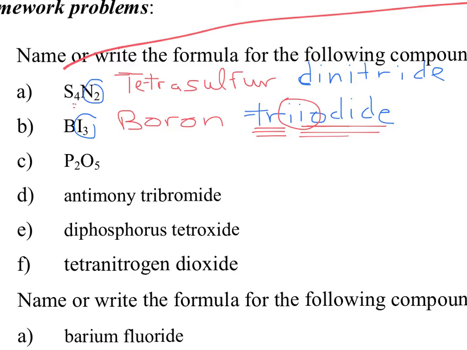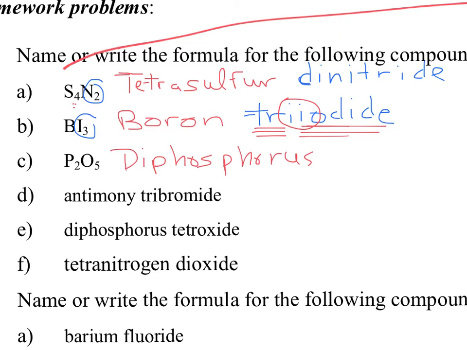Moving on to the next one. We know that there is a need for a prefix on the first element. I want you to think: why does the first one need a prefix? If your answer was because the subscript is more than 1, you are correct. And so it's going to be diphosphorus.